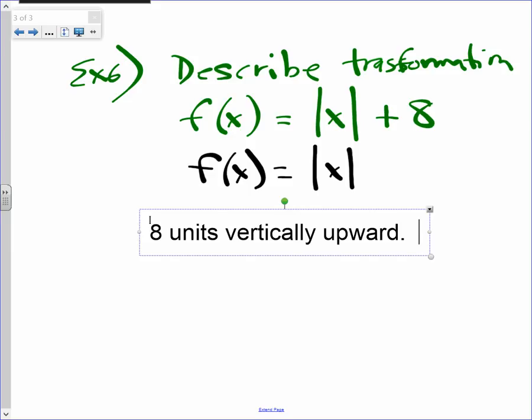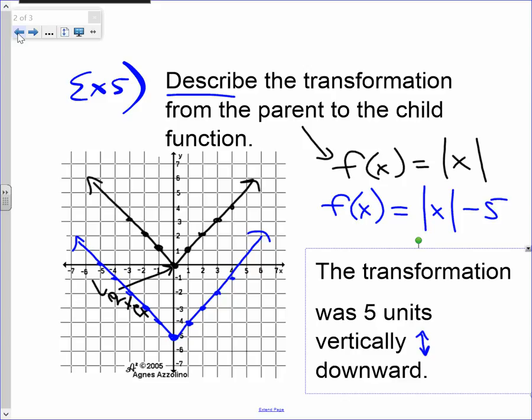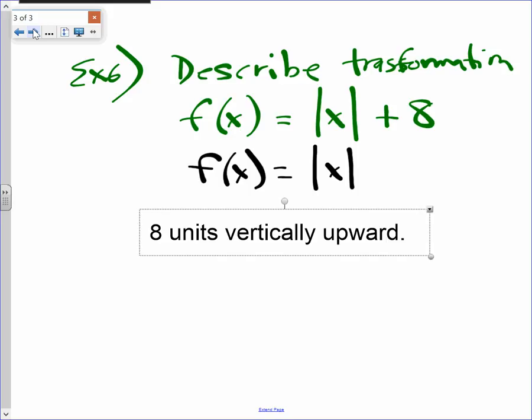Okay, so far so good. So if you have a minus number outside the absolute value, that's going to be a downward shift. If you have a positive number outside the absolute value, that's an upward shift. Look at example 7 now. Stay with me.